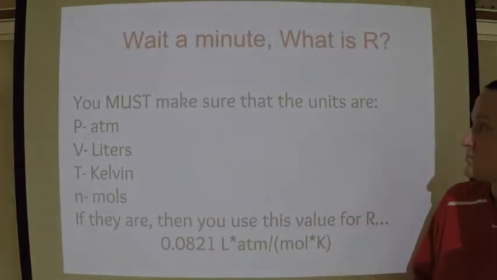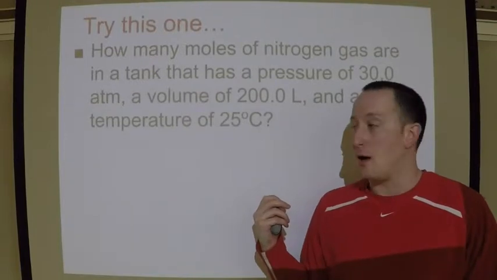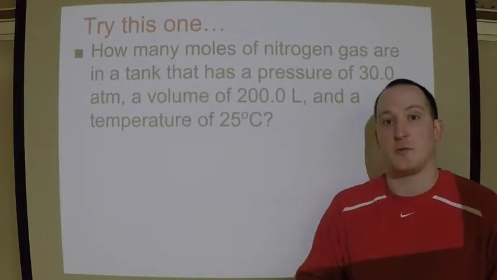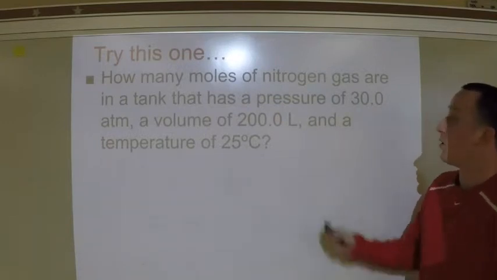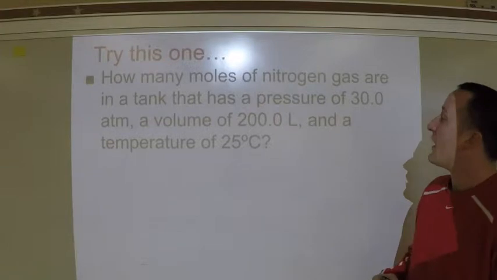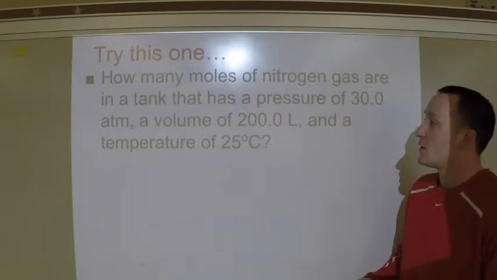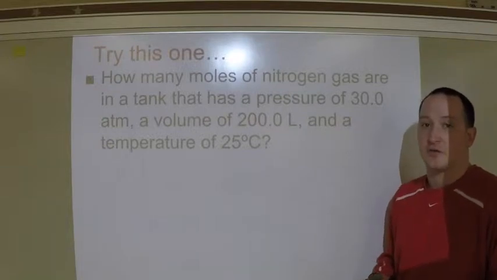All right, so I'm going to show you how to do this problem. Let me get the screen set up and then we'll get going. All right, so let's get started. It says, how many moles of nitrogen gas are in a tank that has a pressure of 30 atmospheres, a volume of 200 liters, and a temperature of 25 degrees Celsius?